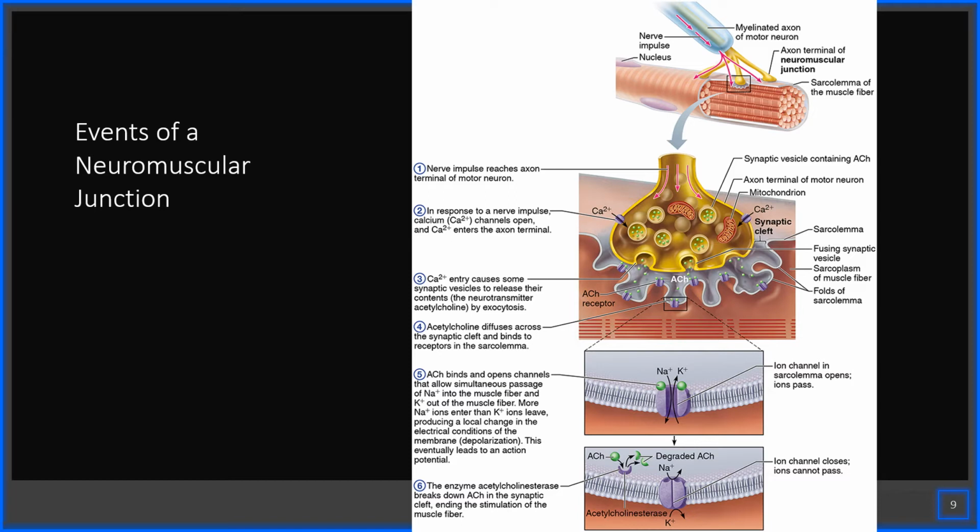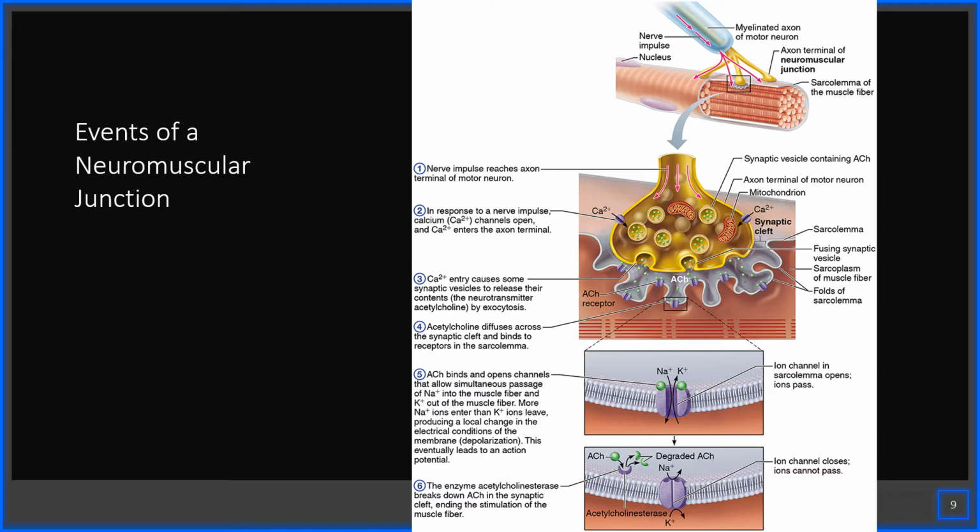Five, if enough of this acetylcholine is released, the sarcolemma at that point becomes temporarily even more permeable to sodium ions, which rush into the muscle fiber, and to potassium ions, which diffuse out of the muscle fiber.